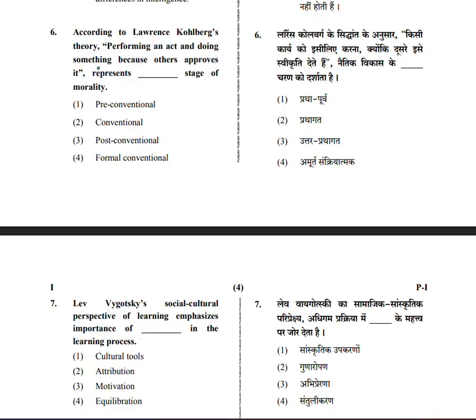According to Lawrence Kohlberg's theory, performing an act and doing something because others approve of it represents which stage of morality? According to Lawrence Kohlberg's theory of moral development, which stage represents this? There are four options: pre-conventional, conventional, post-conventional, formal conventional. This represents the conventional stage of morality, where individuals start to internalize the moral standards of adult role models.